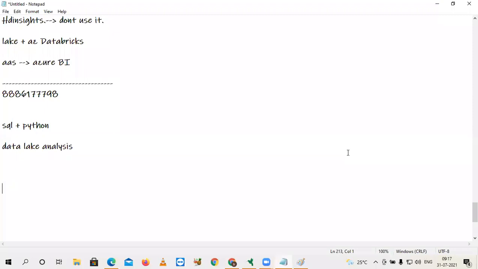Thank you for this initiative. I also want to know whether there are any batches going for AWS. Currently not, but very soon we will plan. Currently only Azure data engineer. And the prerequisites are Python and SQL. Sir, I wanted to know how Azure is different from AWS.